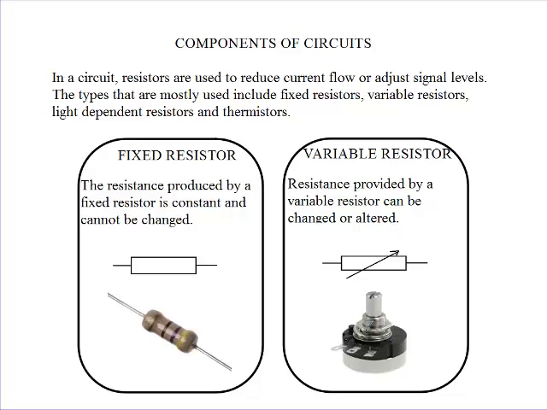Now, what they do is that they sometimes provide high resistance based on your adjustment, and then low resistance, which is going to allow a lot of current to flow. So the fixed resistor is always going to give us a constant resistance, but the variable resistor is going to give us a resistance that can be altered or changed. Now, the variable resistor is somehow similar to the fixed resistor, but the difference is that it has an arrow crossing the rectangle diagonally.